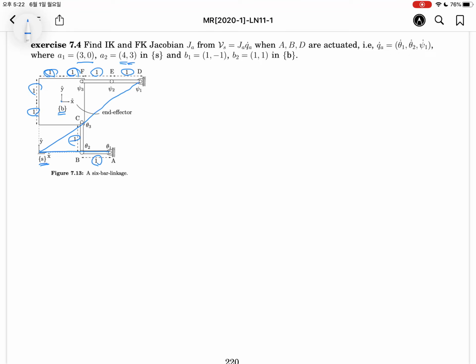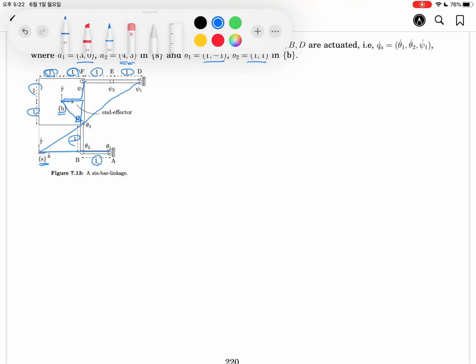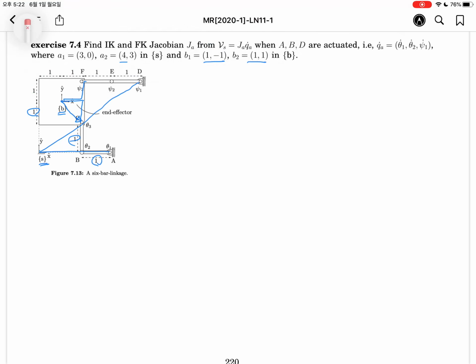How about the B1 and the B2? From here, this is the B1, so 1 and minus 1, like this, and 1 and plus 1, like this, in the body frame. Okay, using these two constant vectors, we will derive the inverse kinematics and the kinematic Jacobian. Okay, let's consider.